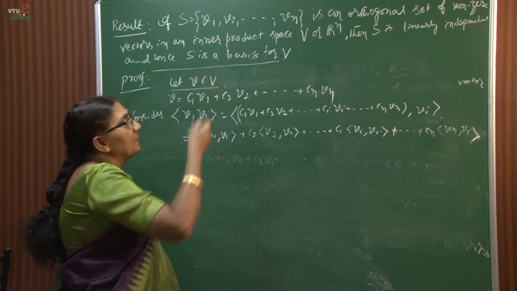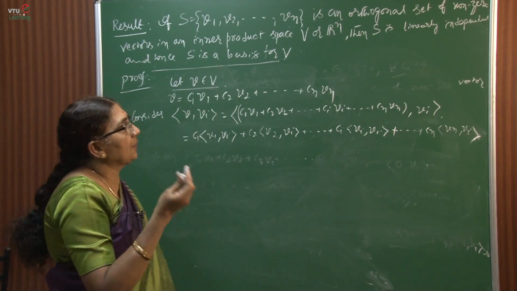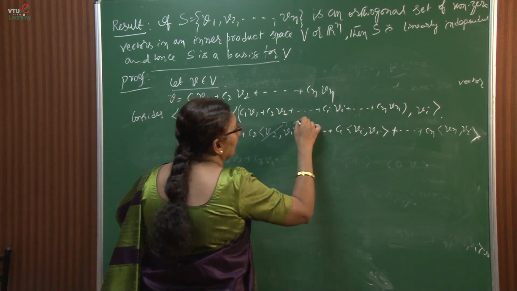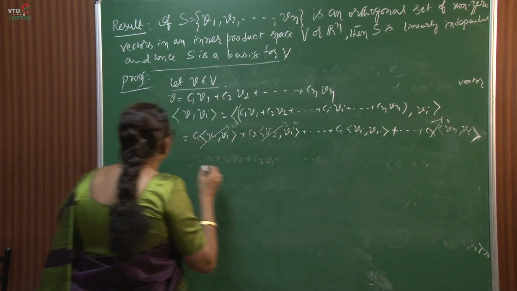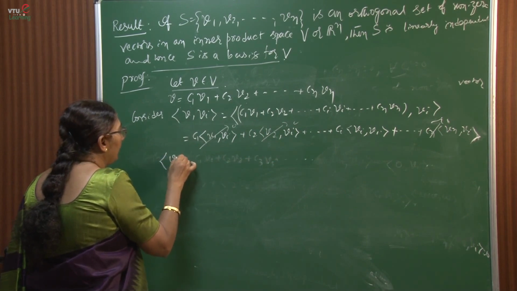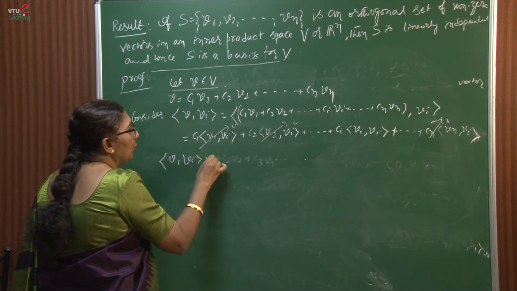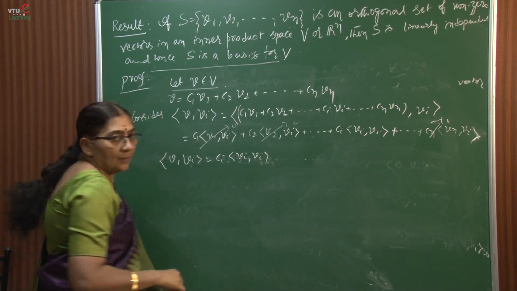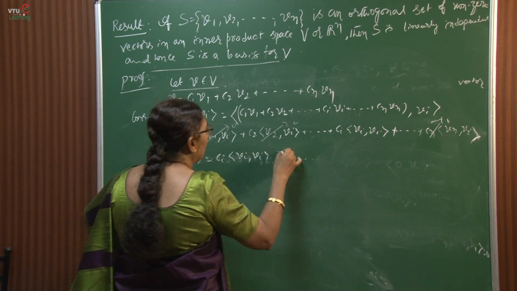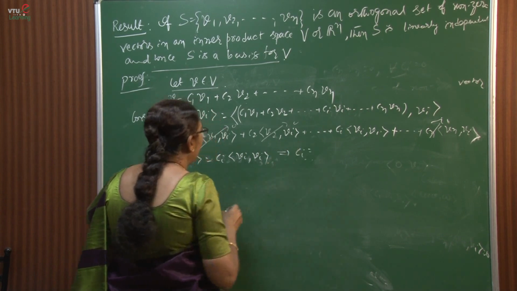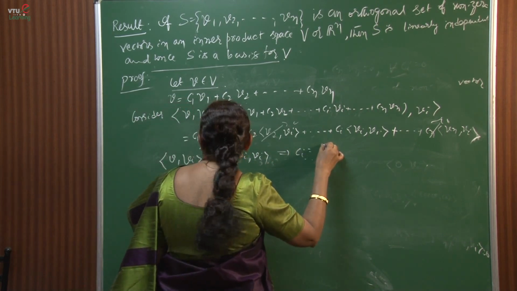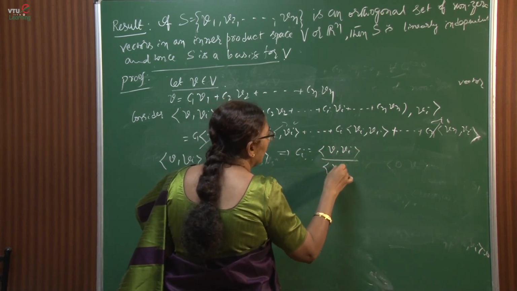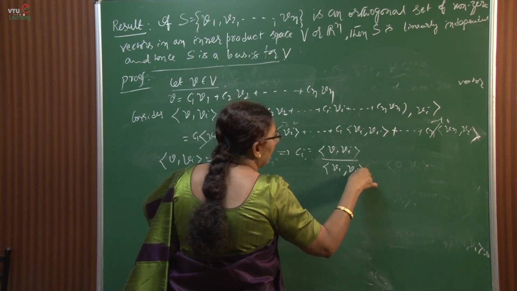Because v1, v2 up to vn are an orthogonal set of non-zero vectors, from the definition of an orthogonal set, everything is 0 except the ci term. Therefore, the inner product of v comma vi must equal ci into the inner product of vi comma vi. From this, ci is nothing but the inner product of v comma vi divided by the inner product of vi comma vi, for every i.